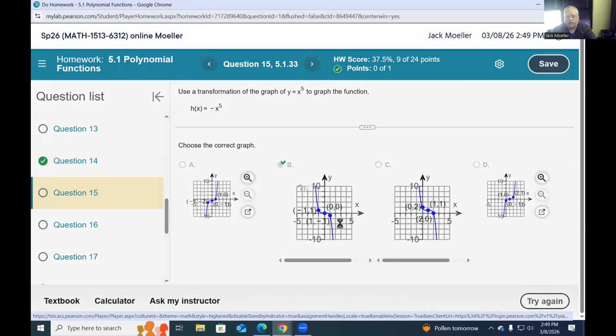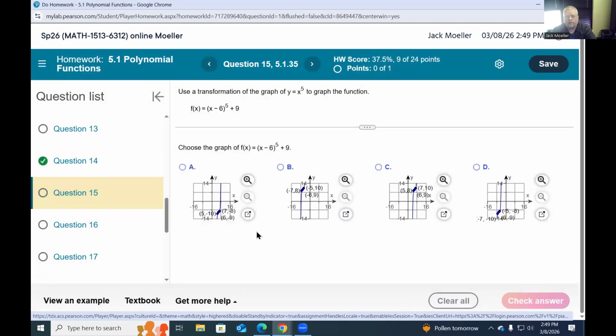And when it's matching, that makes it a little bit easier. Like this one, what has been done? Well, right 6, up 9. So we're starting at 0, 0, and we go right 6, up 9. So it can't be A. That one's been moved left and up. That one looks like it's right and up. That one is left and down. So I don't even have to count because there's only one of these that's been moved in the right direction.